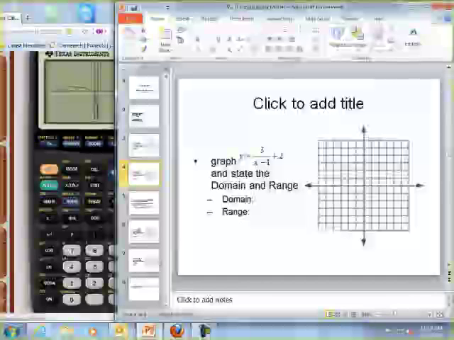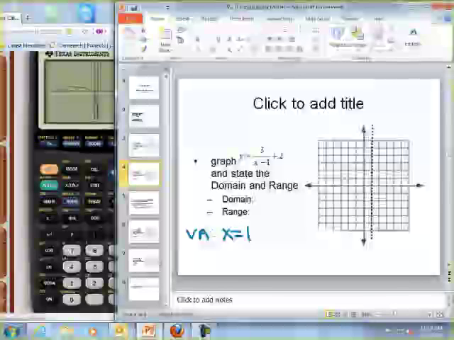So for a vertical asymptote, it is going to come from a problem with x. What number is a problem for x? 1. So our vertical asymptote is going to be at x equals 1. If I plug a 1 in for x, it would cause me to divide by 0, which is the biggest no-no in math.